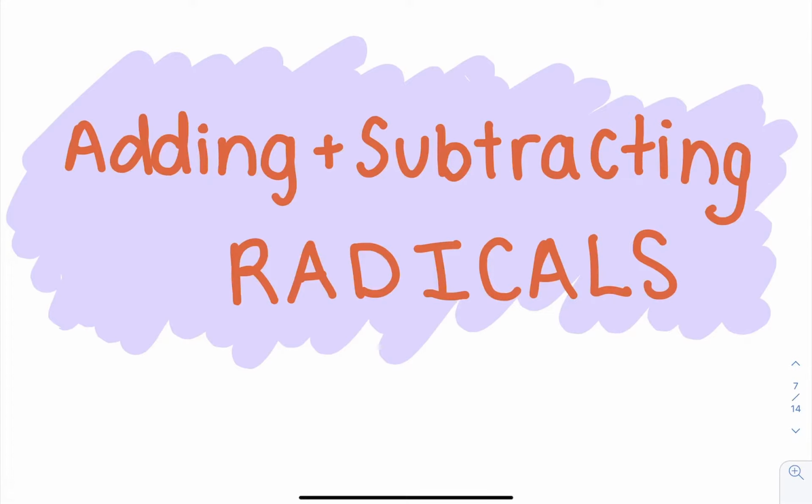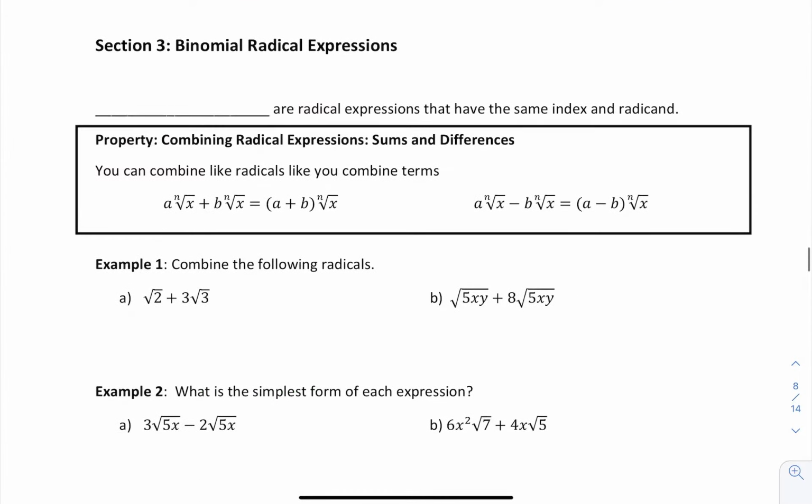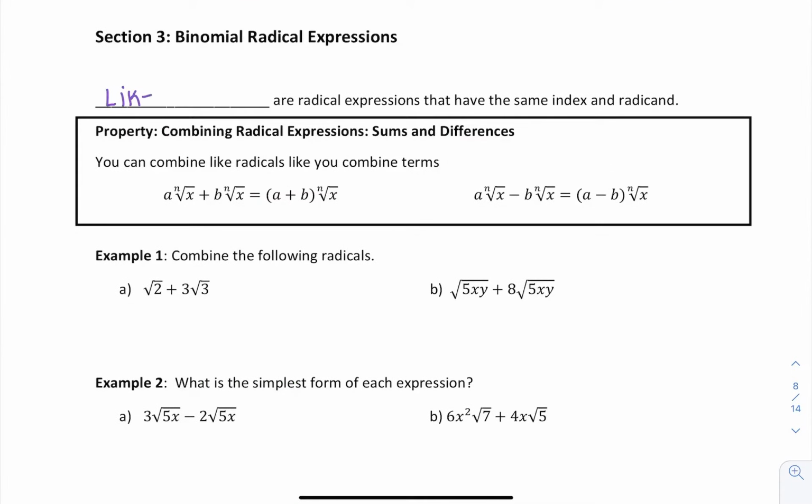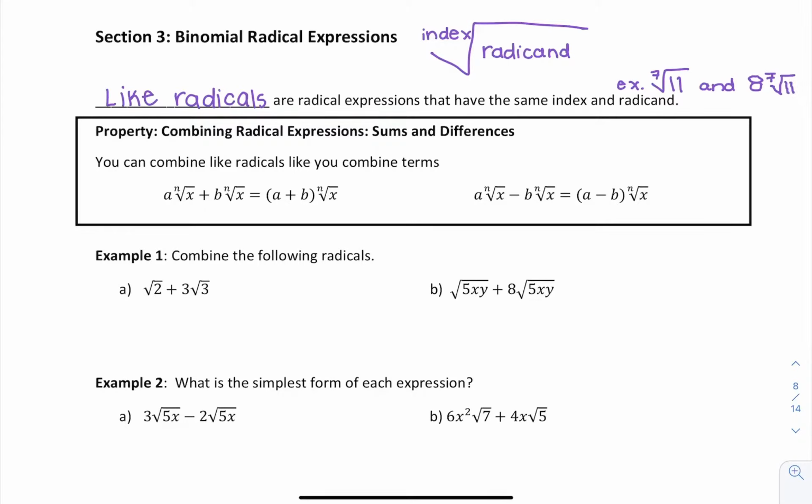Today we're going to be learning about how to add and subtract radicals. Like radicals are radical expressions that have the same index and radicand. If you remember, the index is the number that goes in the corner and the radicand is the number that goes underneath. An example of this would be the 7th root of 11 and 8 times the 7th root of 11. Think of the 7th root of 11 as like a like term.